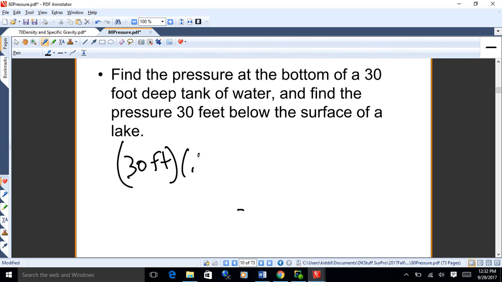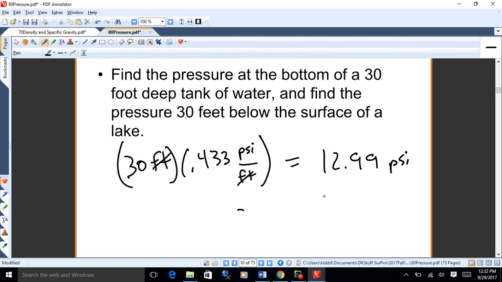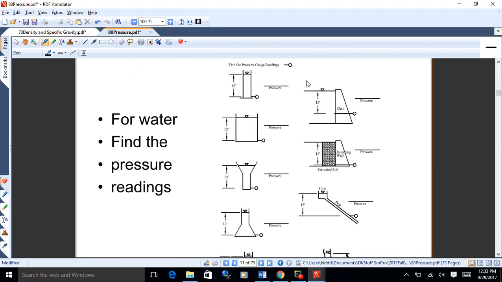So 30 feet times 0.433 per foot. Now I use PSI here just to keep the units simple. If you take it all the way out, that's 12.99 PSI, which means pounds per square inch. If you called it 13 PSI, I think we'd be good. We could round that. You okay with that? And that's all there is to it.